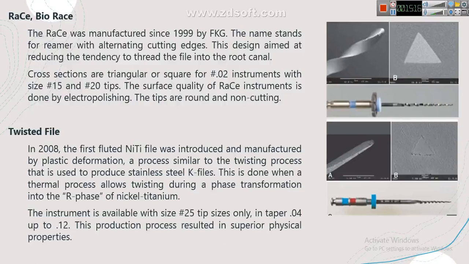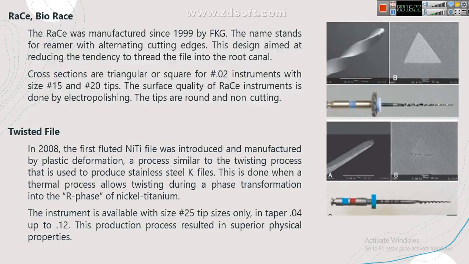It means that when the extra part is collected from the plastic one, plastic deformation can help the manufacturer recycle this amount of collected pieces and make such an instrument or tool. It is a process similar to the twisting process used to produce stainless steel K-files. This is done when a thermal process allows twisting during a phase transformation.